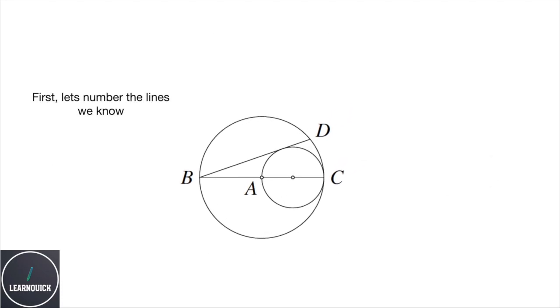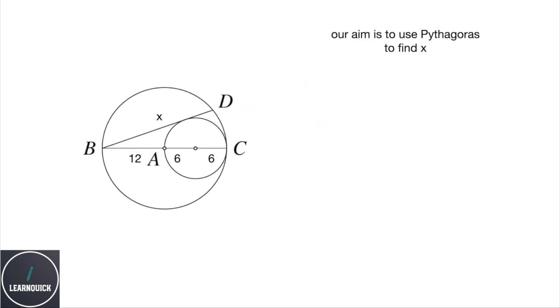Okay, so first let's number the lines we know. This will be 12, 6 and 6, as we know that the radius of the bigger circle is 12. And we can number BD, the one that we want to find out, as x. Okay, so our aim is to use Pythagoras to find x.